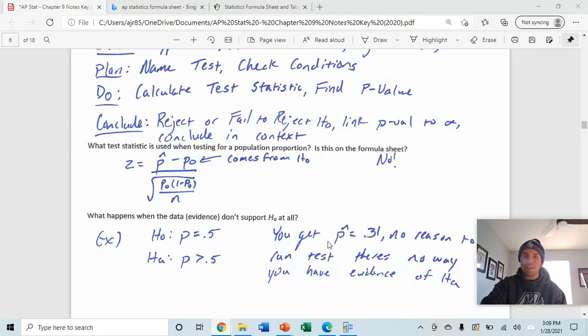You would only run the test if your sample proportion is actually greater than 0.5, and then you want to see, okay, do I have strong enough evidence to then prove whatever I'm trying to prove?